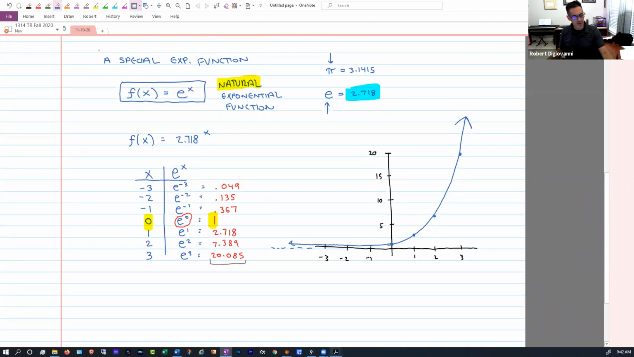Okay, any questions on this? The special exponential function? The natural exponential function? No?